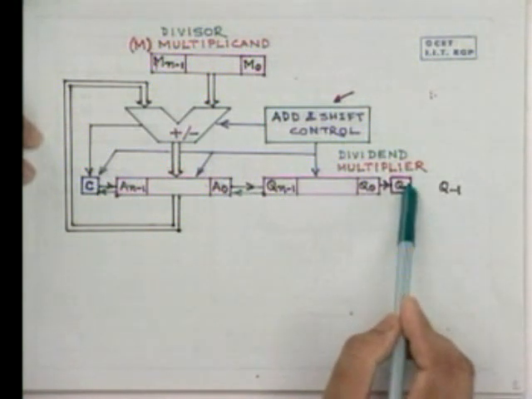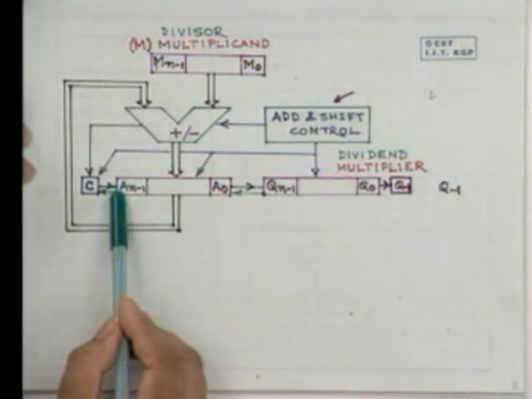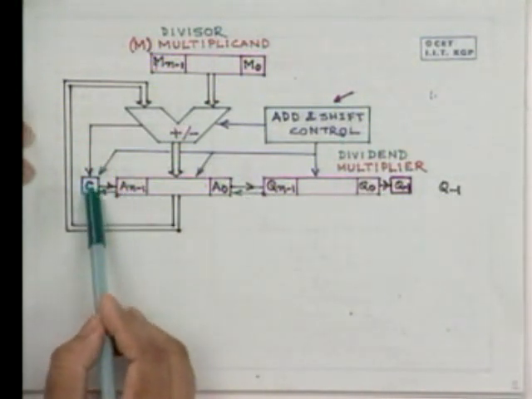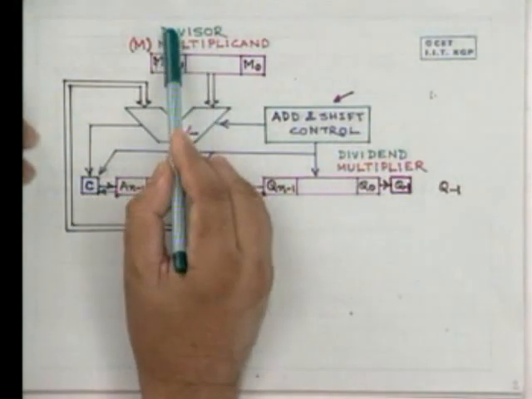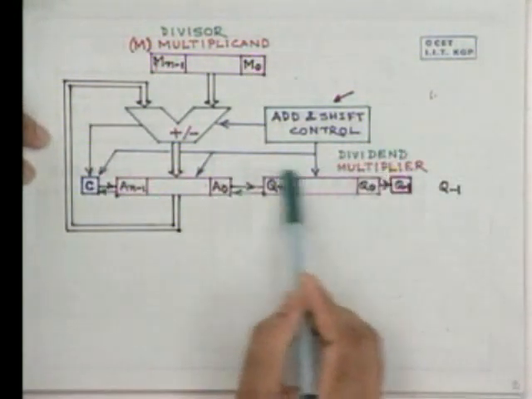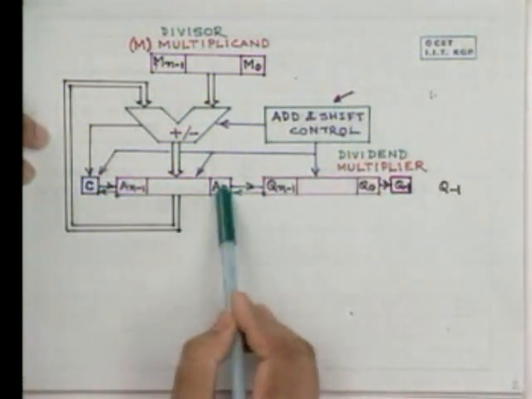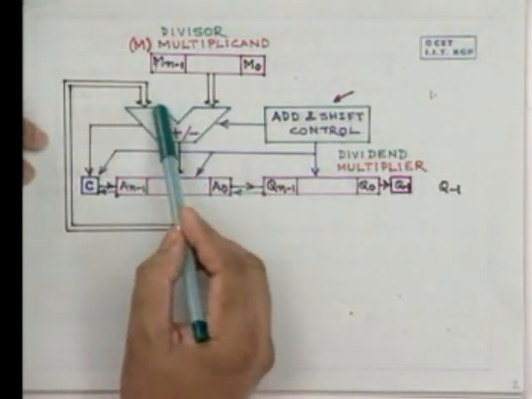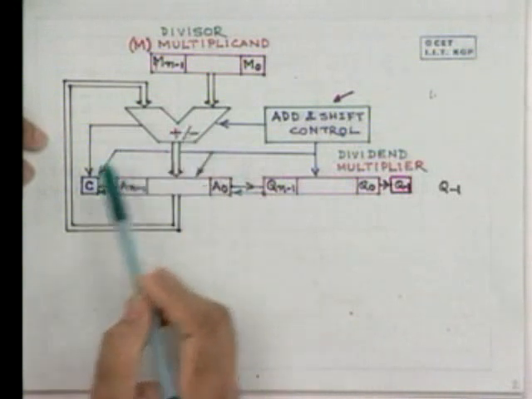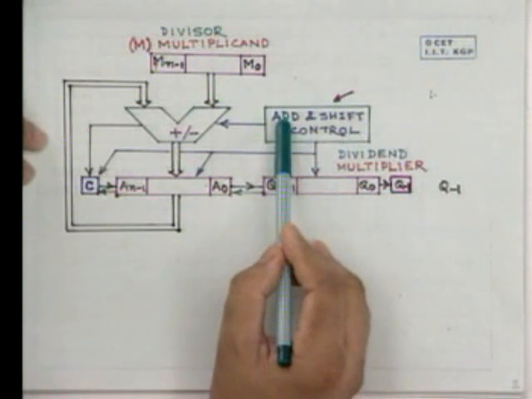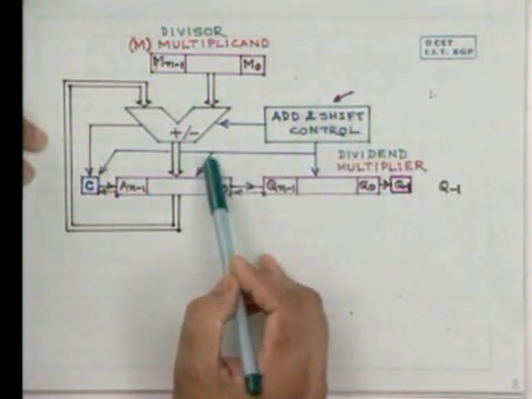This Q minus 1 will not be used, and what emerges out of the most significant bit of the A register may be shifted to the C, which we call the carry flag. The divisor will be kept in the M register and the dividend will be kept in the Q register. The A register will be cleared. Now, this is the unit which will be doing addition or subtraction as is necessary, and this is the unit which will do the add, subtract and shift control.